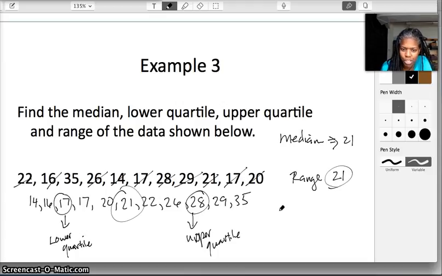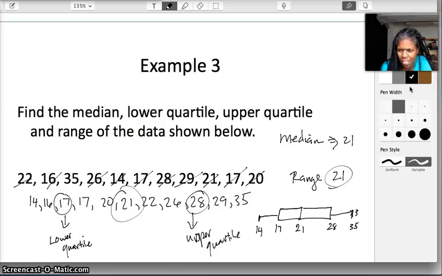The box and whiskers situation that we have here would put 21 in the center. We would go all the way out to 28 to the upper quartile, go back down just a bit to 17 for the lower quartile, and then rock in the ranges. We go as high as 35. Let's put the 35 down here. And we go as low as 14.